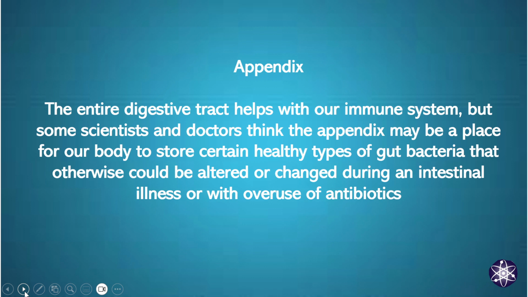The appendix. The entire digestive tract helps with our immune system, but some scientists and doctors think the appendix may be a place for our body to store certain healthy types of gut bacteria that otherwise can be altered or changed during intestinal illness or with overuse of antibiotics.